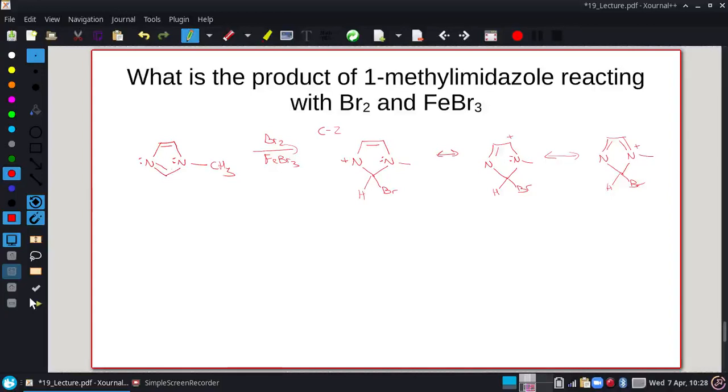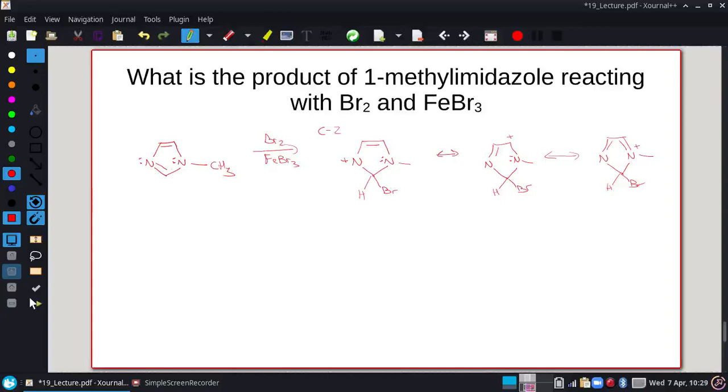So the C2 does accept it in 3 different locations. I can put a positive on that nitrogen. Yeah, I like that. 3 different contributors. Okay, so that was 2. We'd have 3 and then 4.